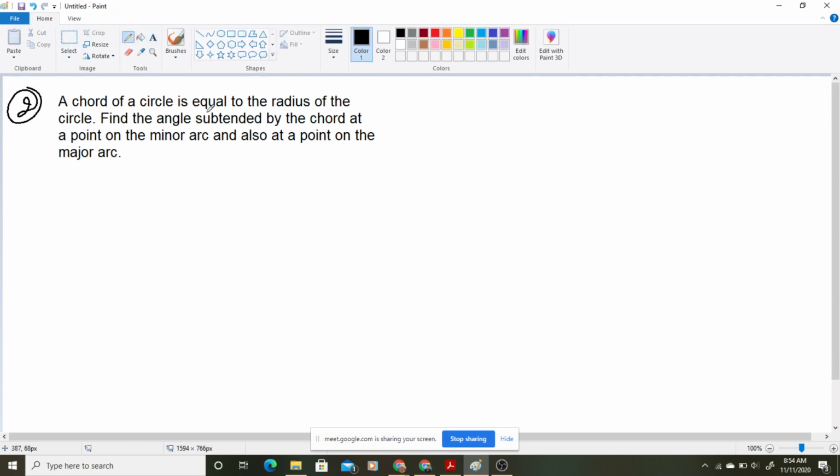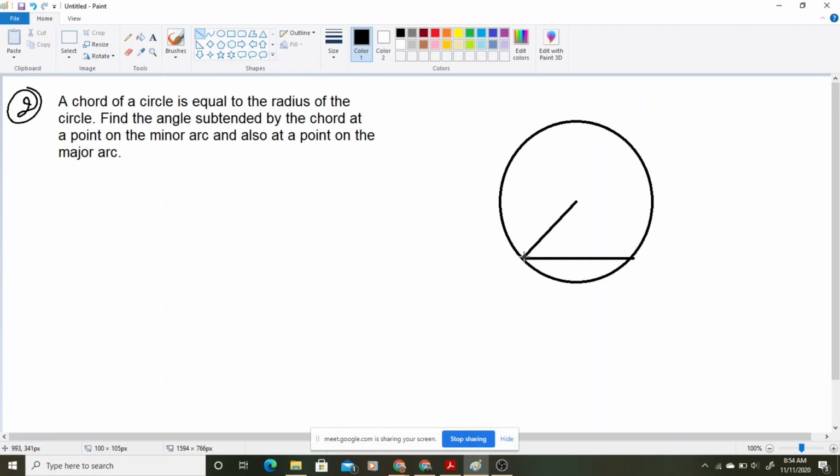Okay, a chord of a circle is equal to the radius of the circle. So first we will draw a circle, then in this circle you have to take a chord, and this chord is equal to the radius. Okay, this is the chord I am taking, and this chord is equal to the radius. That means all these three sides are equal, and if all the three sides are equal, you know they are forming an equilateral triangle. Because it is given that this chord AB, if I am taking, it is equal to the radius, that AO and OB, all these three sides will become equal.